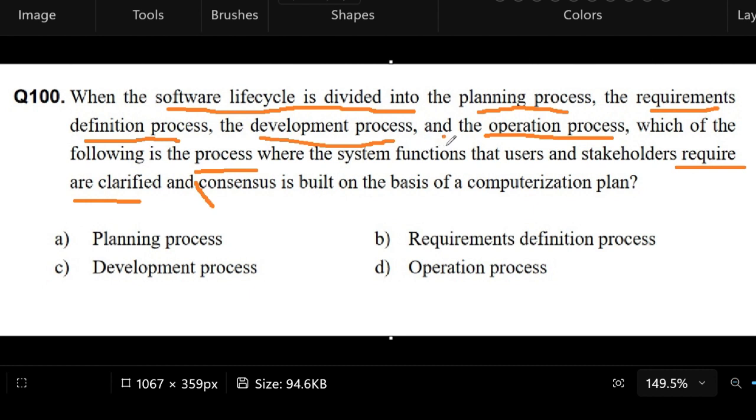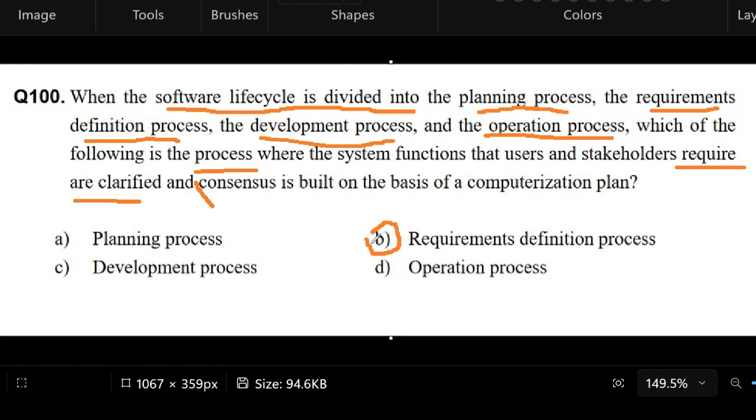And if we look at the choices that we got here, planning process, requirements definition process, development and operation processes, it's either planning or requirements. But I think in the end, because we have the requirements part here and it's about the definition of the requirements, and it's a process where we clarify exactly what the requirements are, then it turns out that the best answer would be letter B.